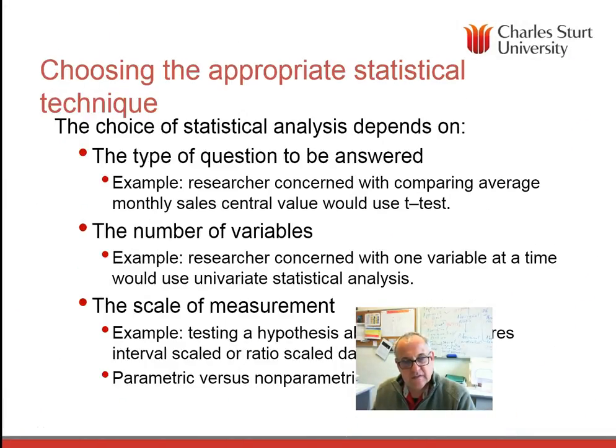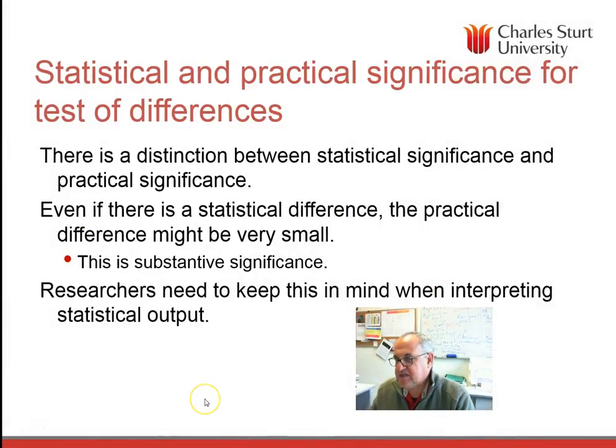Okay, whoops. I just want to go back and make another point. Researchers need to keep this in mind when they're interpreting output. What is the scale of the difference between the two groups? Say, for example, I found a difference between the number of protests arts students went to and business students went to. But the difference is really quite small. The number of protests is really quite small. So really this is not an important issue here.